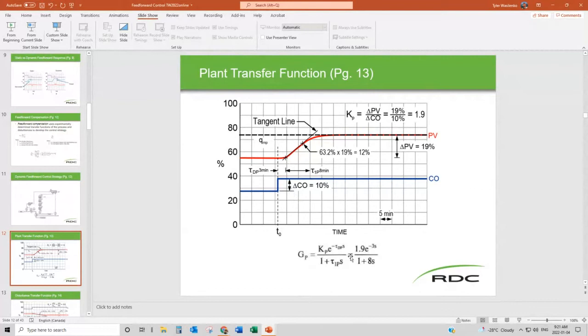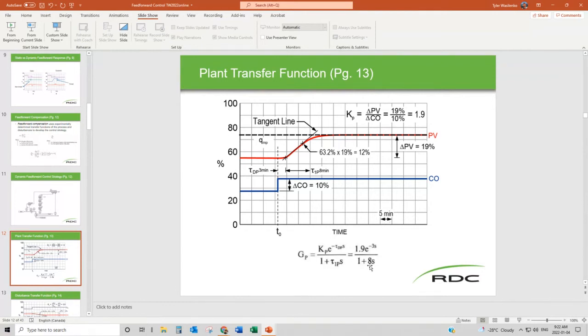So from this graph, we can then determine our transfer function. In this case, our K, 1.9. Our dead time is 3 times 5 minutes. Remember, be very wary of what units are in these squares. Sometimes it's 1 minute, sometimes it's 2 minutes. In this case, first time I've seen this, but 5 minutes.